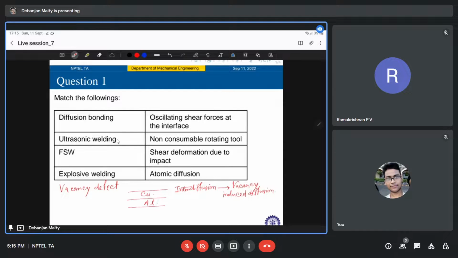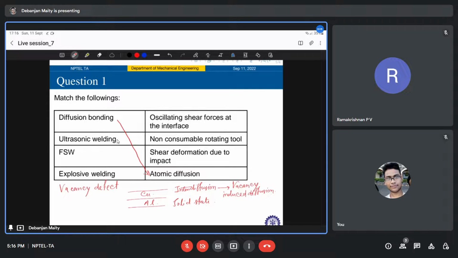And as this is happening in the solid state, atomic diffusion can take a very long time, maybe 1 to 2 hours, to have the diffusion bond in a very good manner. So diffusion bonding is basically atomic diffusion.